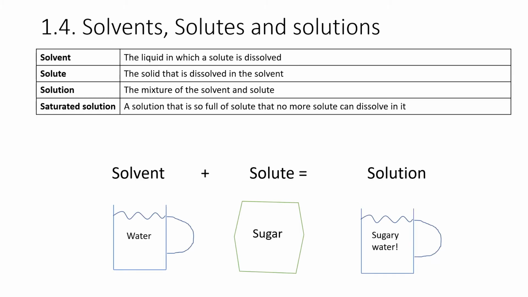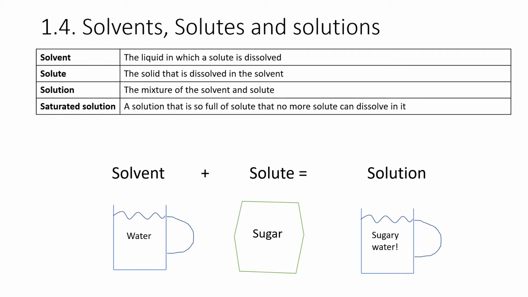Right, we're starting with point 1.4 today. It makes more sense this way. So, specification point 1.4 says, know what is meant by the terms solvent, solute, solution, and saturated solution. I've got the four definitions up here for you.